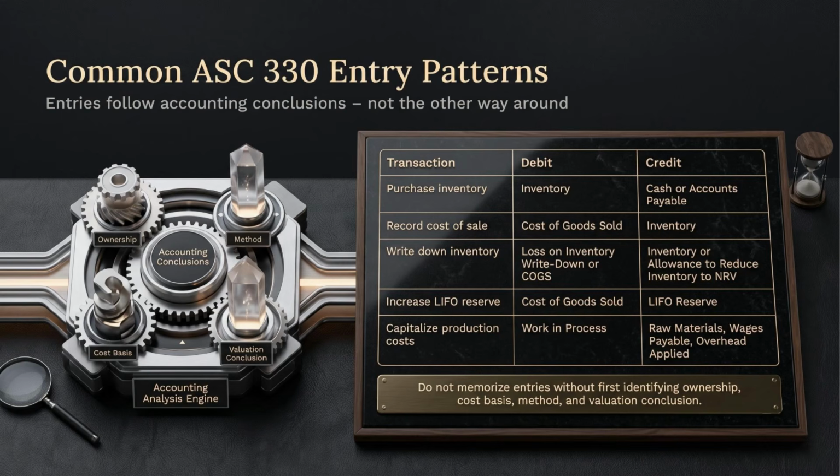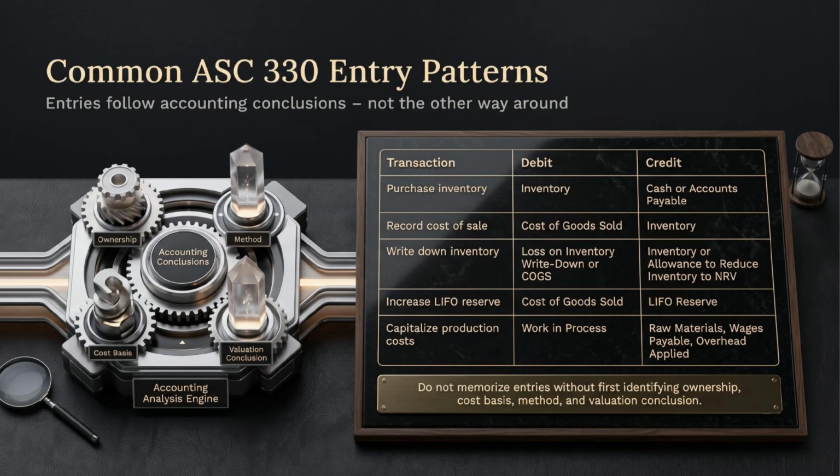A write down debits loss on inventory write down or cost of goods sold and credits inventory or an allowance to reduce inventory to NRV. An increase in last in, first out reserve debits cost of goods sold and credits last in, first out reserve. Production costs are capitalized by debiting work in process and crediting raw materials, wages payable, or overhead applied.